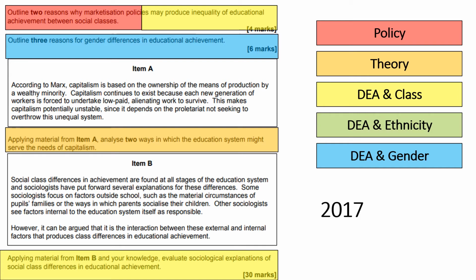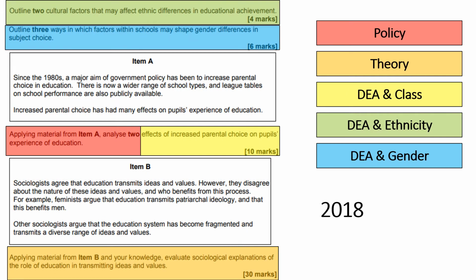So you've got 2 class essays on there, but I've put it not as pure orange or pure yellow, because it's a combination of theory and class and DA. 2018, a similar story. We've got some ethnicity questions for the 4, gender for the 6, 10 markers, a bit of policy and class combined together, and a theory question for the 30.